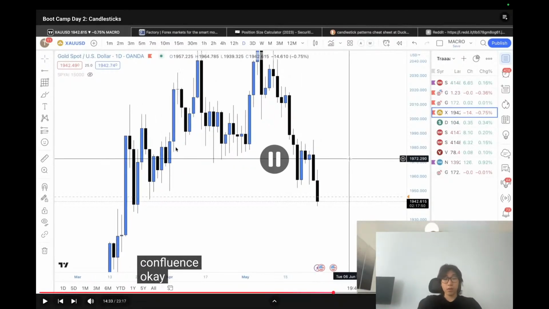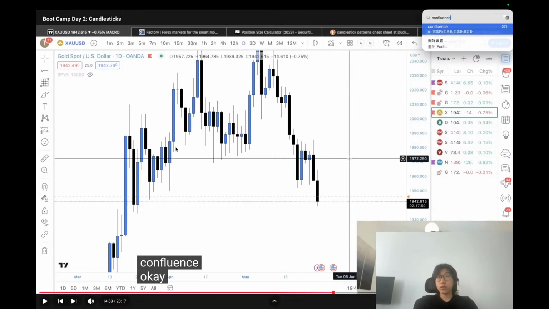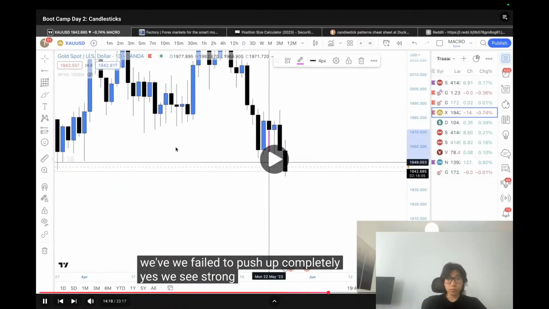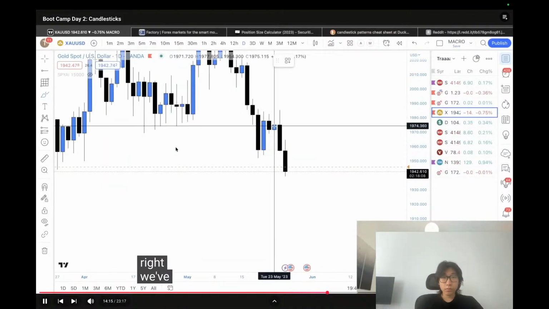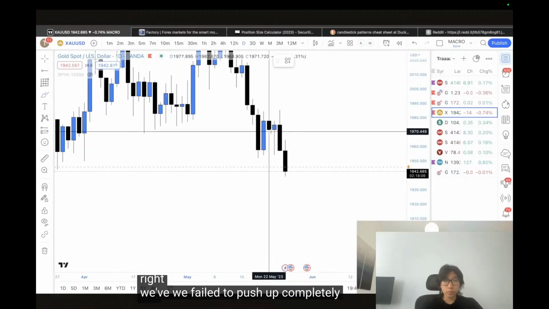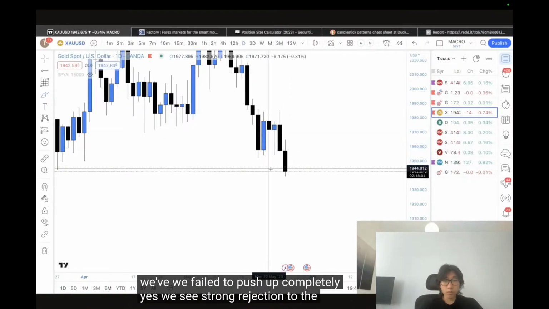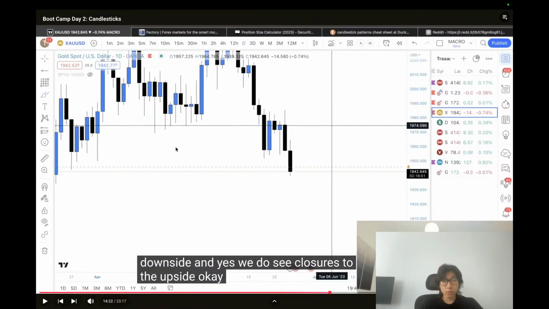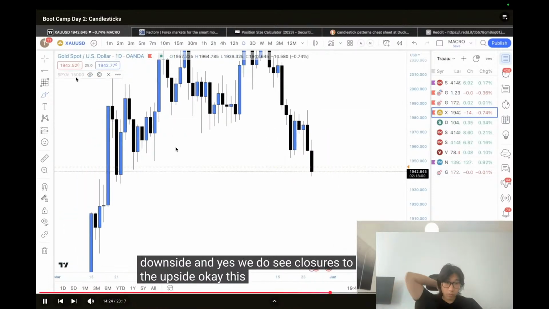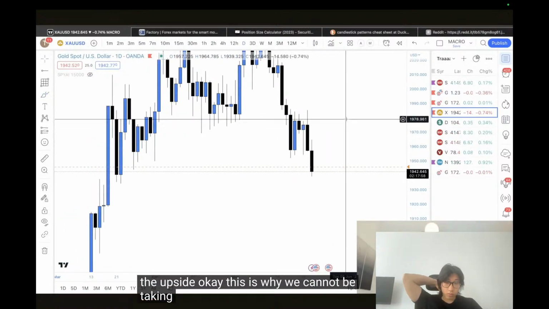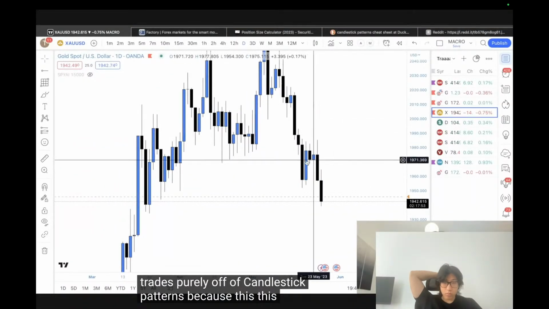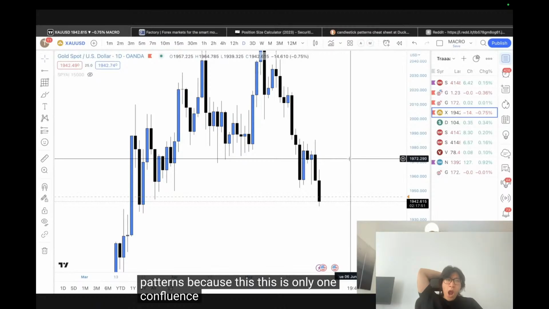Confluence. We failed to push up completely. Yes, we see strong rejection to the downside, and yes, we do see closures to the upside. This is why we cannot be taking trades purely off of candlestick patterns, because this is only one confluence.